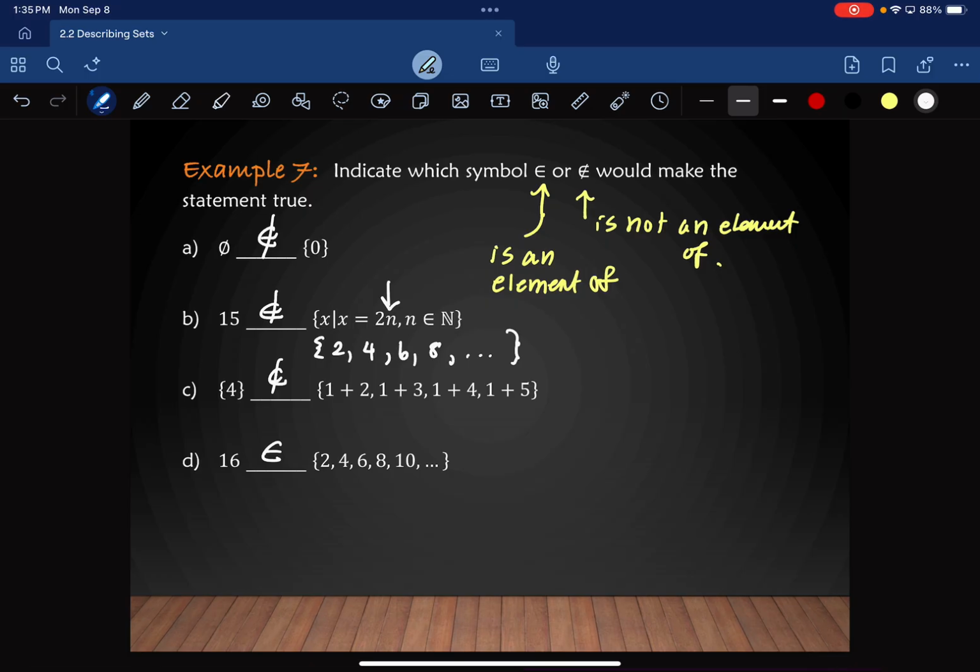Okay, so you can fail to be an element for two reasons. Number one, you fail to be an element at all. And number two, you fail to be an element that's in the collection of things over there, right? Two things to check.